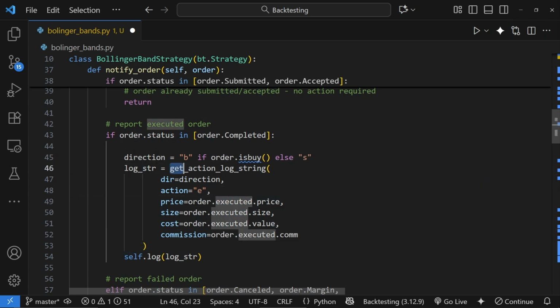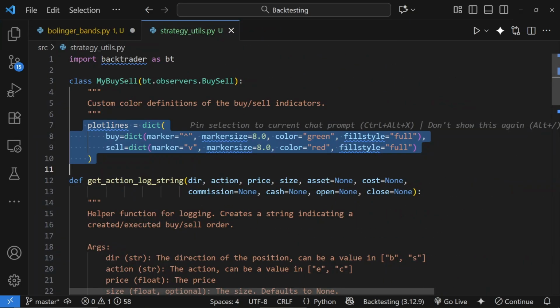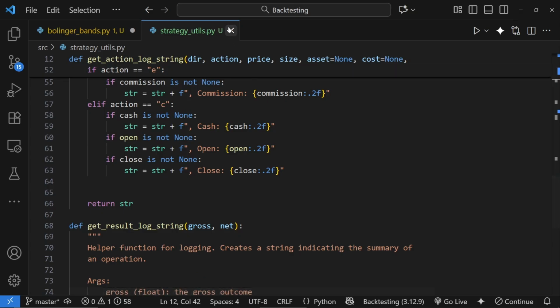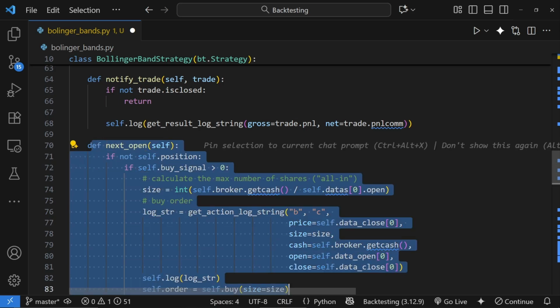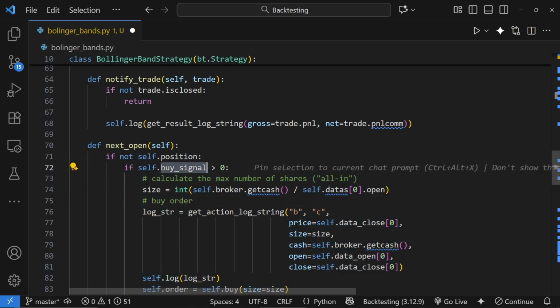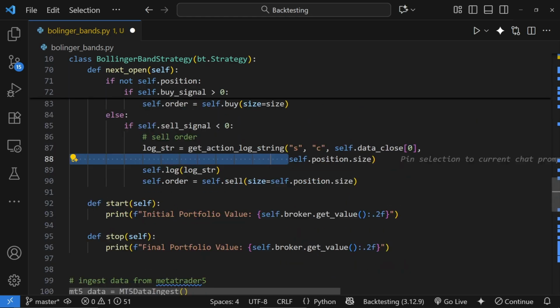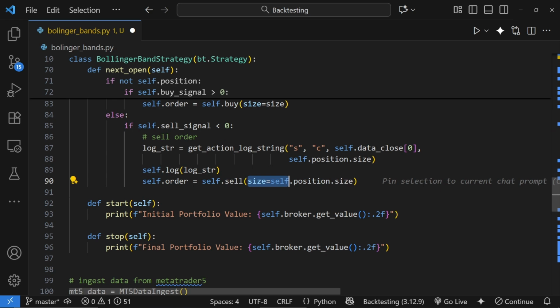And I have defined this function in strategy.utils, which contains all those helper functions. All right. And now, if the order is cancelled, then I need to reset the order. So this one is actually the main part. It checks for the buy signal. If there is a buy signal, then I need to use all the cash that is available. If I have a sell signal, then I need everything that I hold, like in this size variable, like self.position.size.